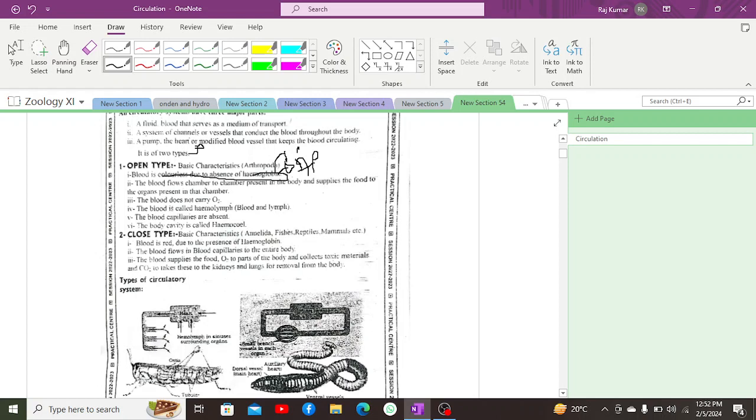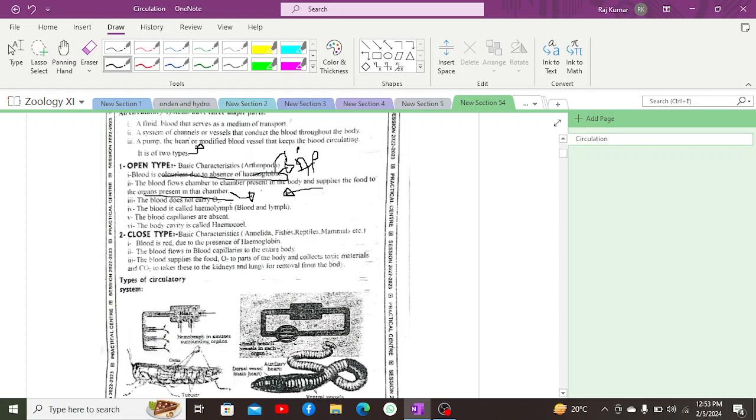Likewise, the blood flows from chamber to chamber present in the body and supplies food to the organs present in that chamber. The blood flows into the chambers of the body, and this cavity is known as the hemocoel. And the blood which is flowing is actually not called blood, because there is no distinction between blood and tissue fluid, so we call it hemolymph.